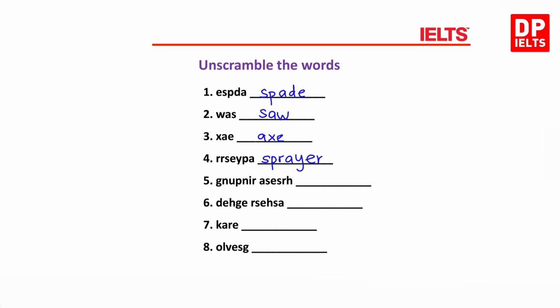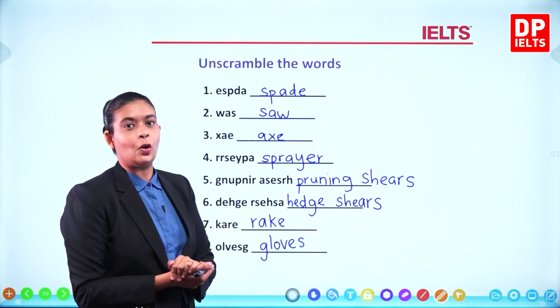Next one, okay. Remember you learnt a word called pruning, right? So what do we use to prune trees or bushes? We call it pruning shears. Next one are hedge shears. Okay, so hedge shears are for bushes. Pruning shears is when you want to prune anything according to a specific shape, right? Hedge shears. Next one is a rake. Next one is gloves. Right? So now you have written all the words.